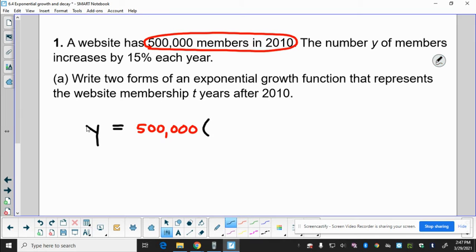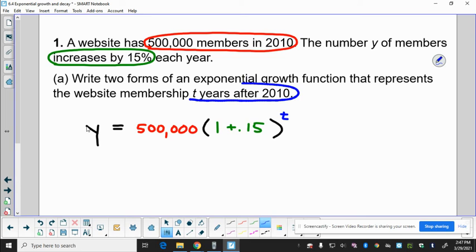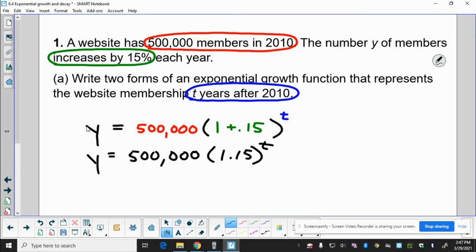Next thing, what's my growth factor? Let's see if we can identify that. Increases by 15%. So that means it's going to be 100% plus 15%. Okay? For an unknown amount of years after 2010. I'm going to circle this. You see this? It's after 2010. That's important. Okay, now the other version of this formula will look identical to it except for the growth factor. We'll just merely add the numbers together, but they're both the same equation.